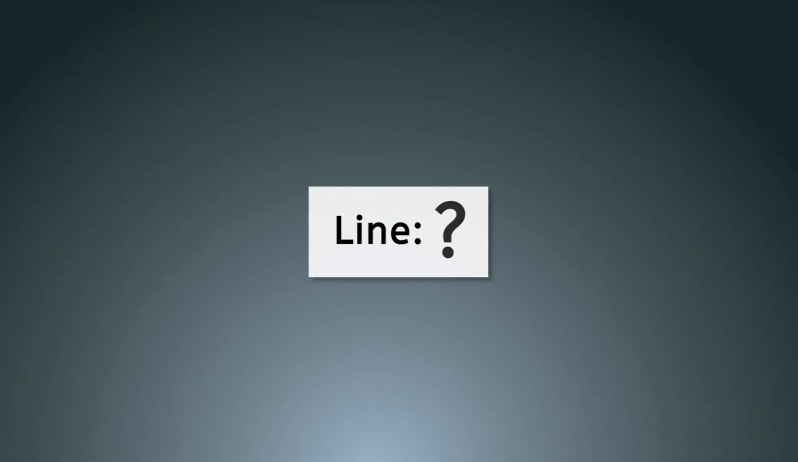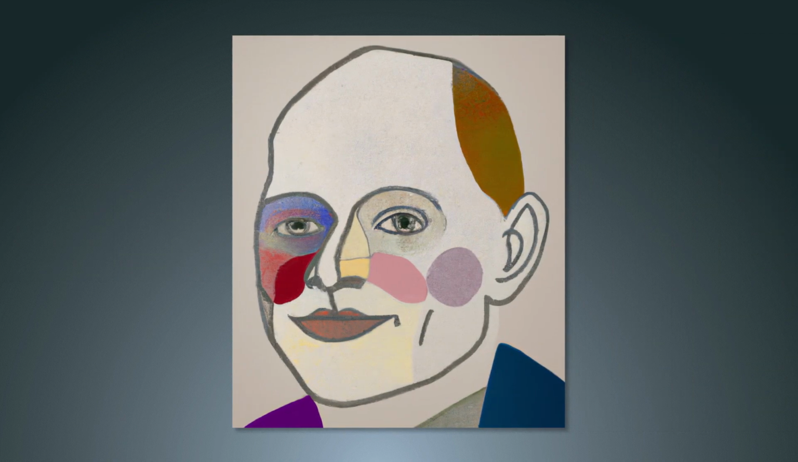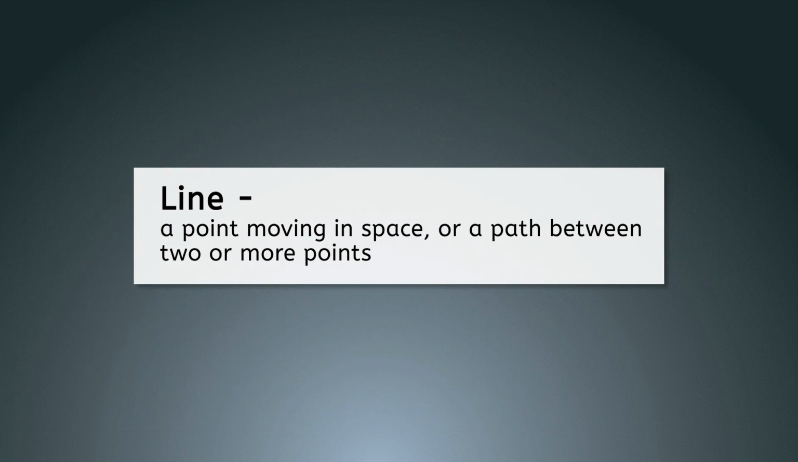So, what is line in art? If you were to write your own definition for the word line, what would it be? Well, one well-known artist, Paul Klee, famously defined line as a dot that went for a walk. Line is one of the 7 elements of art, and the definition we will be using for our learning of line is a path between 2 or more points.